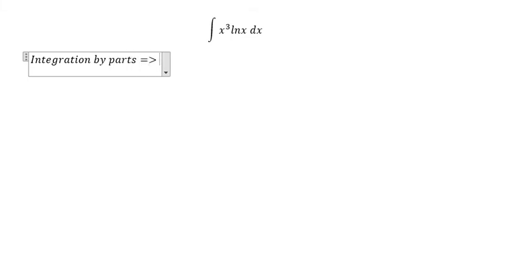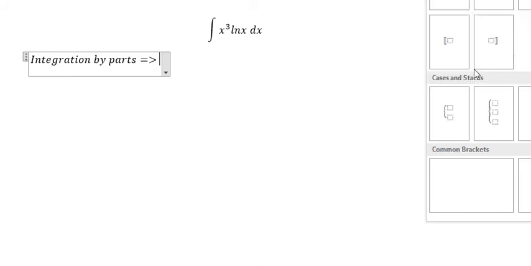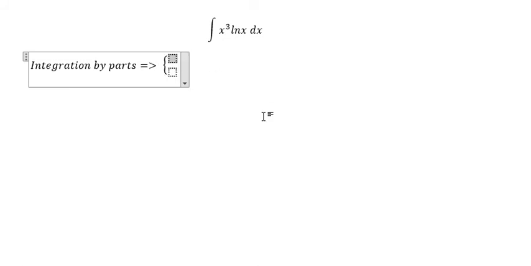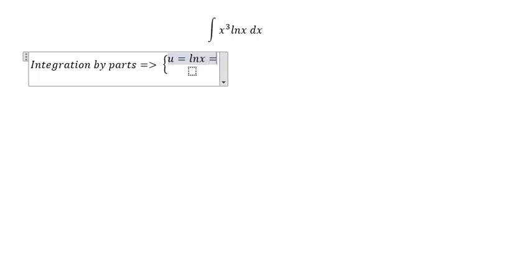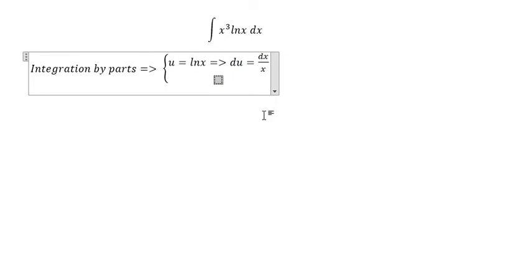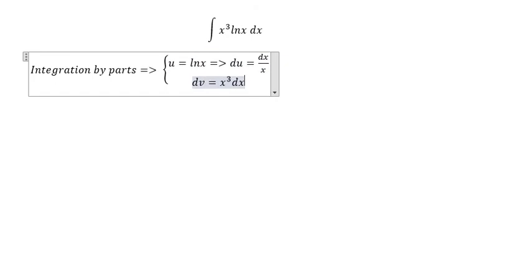So we put u and dv in here. u should be the logarithm, so we can take the first derivative on both sides. And dv is x to the power of 3 dx, and v will be x to the power of 4 over 4.